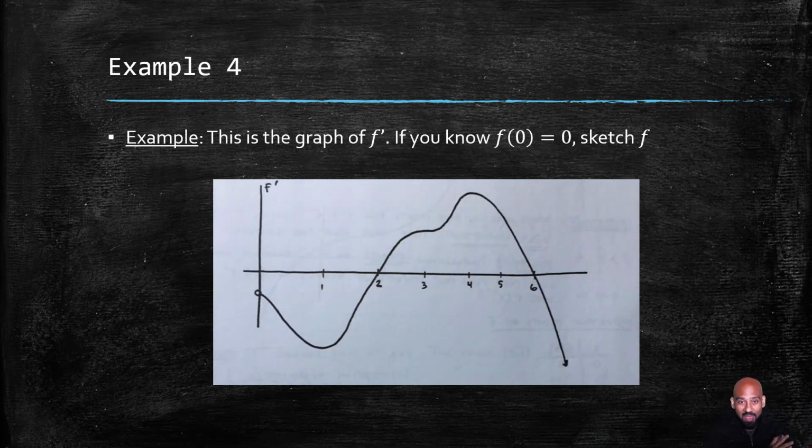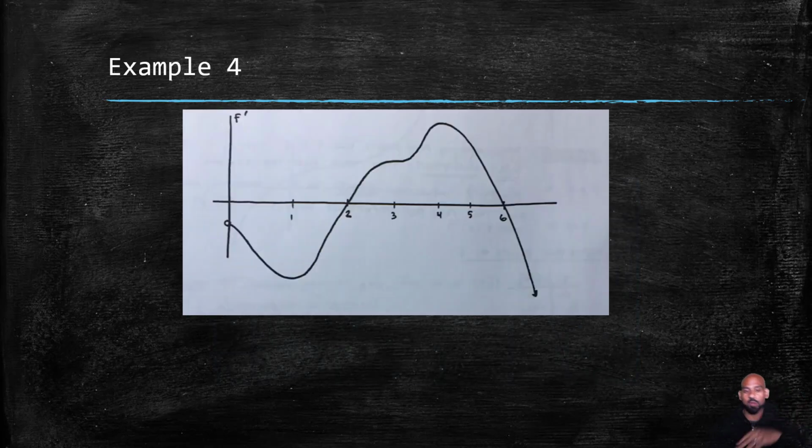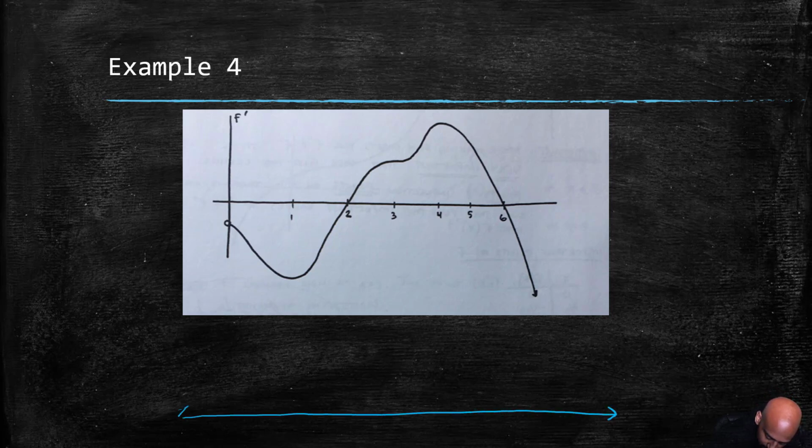This is the graph of f prime, okay? Your job is, if you know f of 0 is 0, okay, sketch f. Okay, so this is where it gets fun. Did I draw it on the other paper? Yeah, I think so. Okay, so here we go. This is what we're going to do. I'm going to make an attempt to make a sign chart of f. Okay, all right, so look at all the big things.